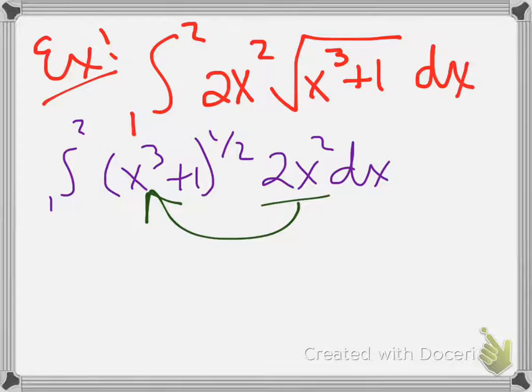Well, not really, because the derivative of x to the 3rd power plus 1 would be 3x squared, and this is not a 3. So let's do this. Let's take that 2 out of there by moving it over here. Remember that coefficients can go through the integration symbol. You don't have to do anything special for that. So we're going to take that 2 out, and I'm going to replace it with a 3. So now it's 3x squared, which is the derivative of x cubed.